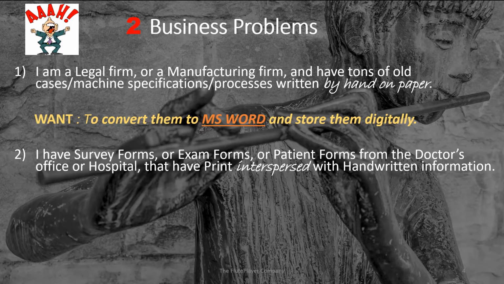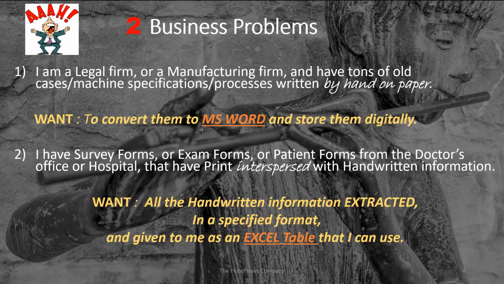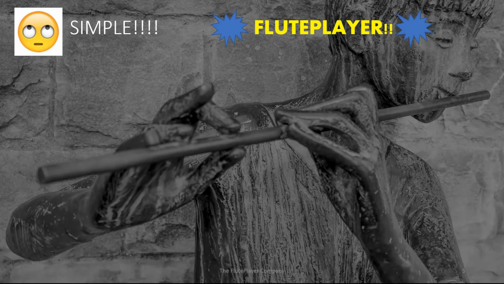The second problem is that you have forms. It could be survey forms. It could be forms from the doctor's office where the patients fill in. These are forms that have print interspersed with handwritten information. So what you want is that the handwritten information should be extracted and the output should be in the form of a table that you have pre-specified. So you want to define in what format you want it, and you want the information in there so that it's ready for use. So this is your second problem. All handwritten information extracted in a specified format.